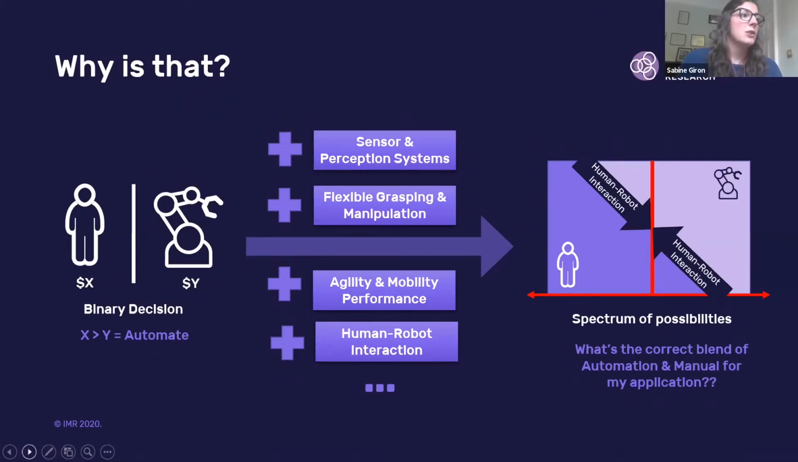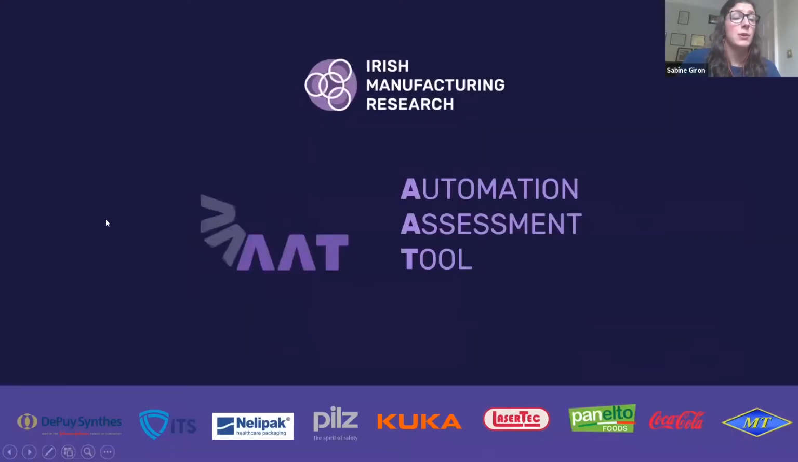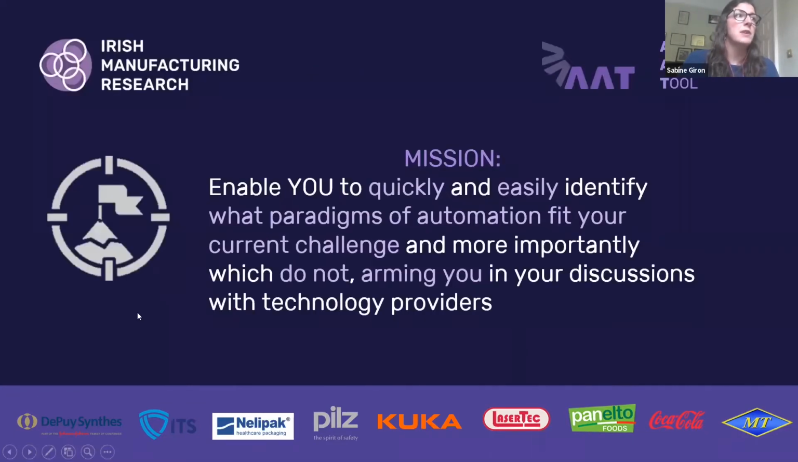To provide a bit of guidance for the manufacturing industry more specifically, the Robotic Executive Committee and IAMR have developed the Automation Assessment Tool, AAT. The mission and objective of the AAT is to enable you, manufacturers, to quickly and easily identify what paradigms of automation fit your current challenge or challenges, and more importantly, which do not. This arms you in your discussions with technology providers and gives you more confidence in where to start in your automation journey.